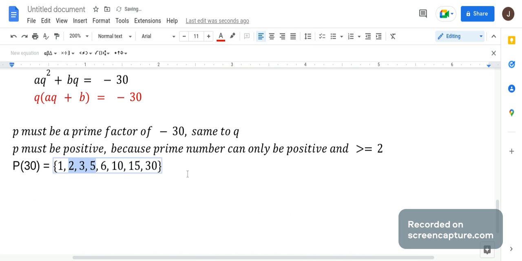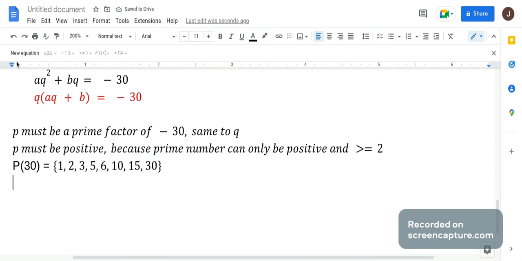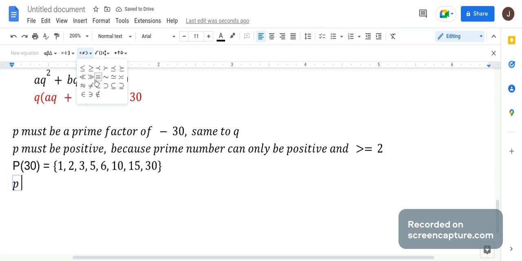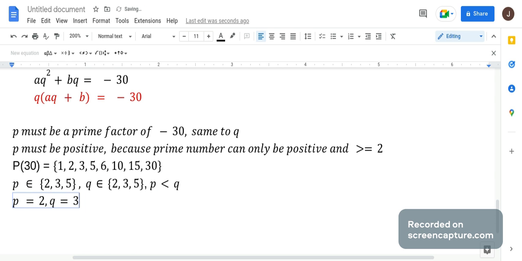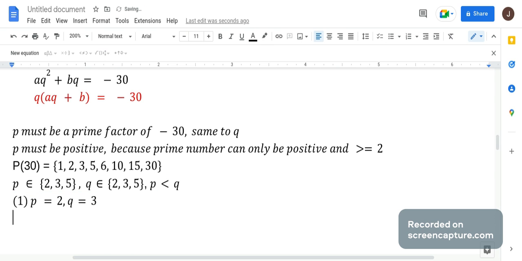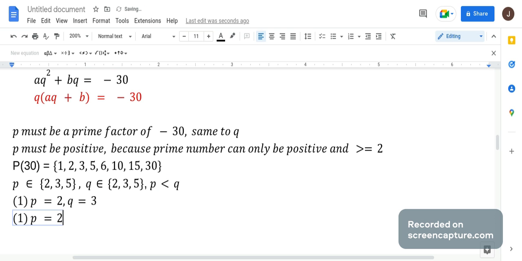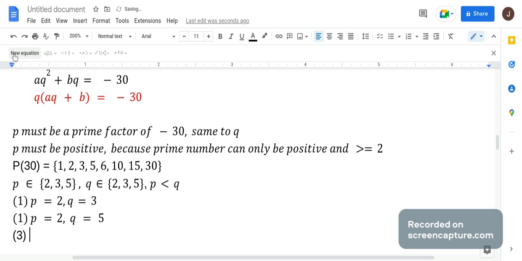2, 3, 5. So this means that p must be one of 2, 3, 5, and q also must be one of 2, 3, 5. Remember that p must be less than q. Combining those 3 factors, there are only 3 possible choices for p and q: p is equal to 2, q is equal to 3; p is equal to 2, q is equal to 5; and p is equal to 3, q is equal to 5.